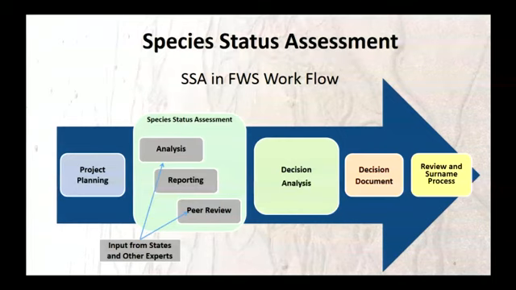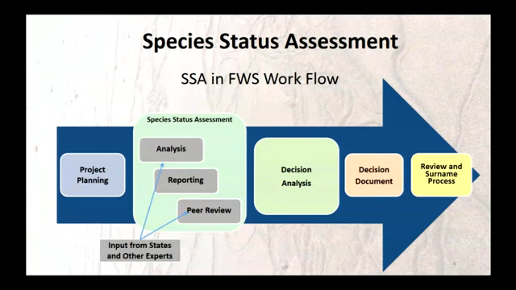So this is like a workflow diagram for a decision process. I think it's basically a listing decision process. And so the service has these different steps, and the first one would be called project planning, which is when they look out on the tasks that they have to do in order to make this decision, and they lay out a timeline for that decision making. And sometimes those timelines are pretty rigid.